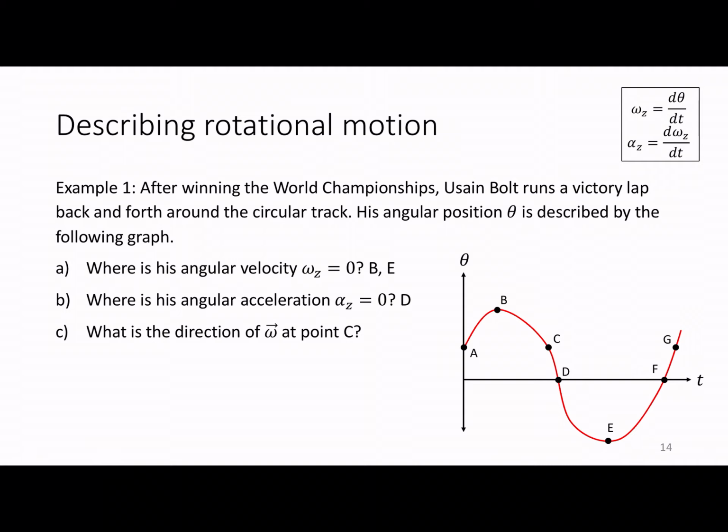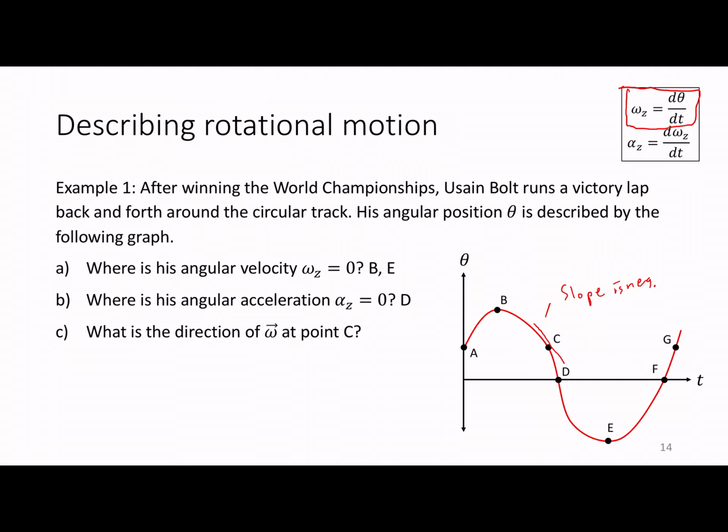To figure out whether it's positive z or negative z, again, let's go to this formula. Omega z equals d theta dt. So that's the z component of omega is d theta dt, which is just the slope of this graph. And notice that at the point C, the slope is negative.